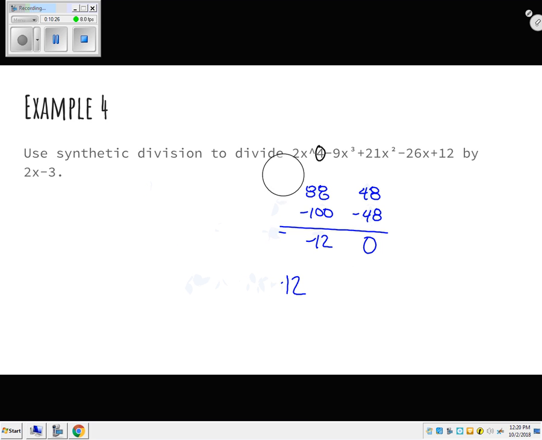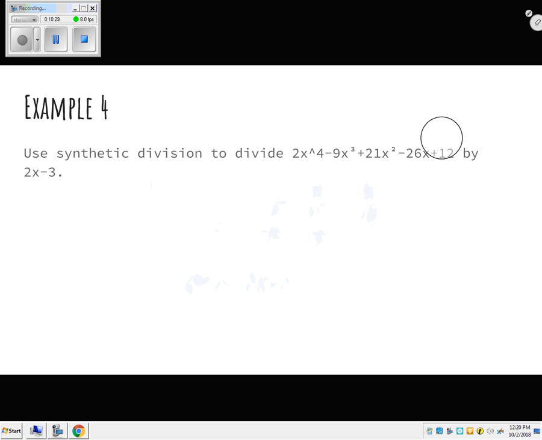All right, a little bit of a curveball on this one. My divisor is not in that form x minus k. So I'm going to force it into that form by dividing both sides by 2, and I get x minus, unfortunately, a fraction on this. So I will be working with a fraction on the outside of my box right here.